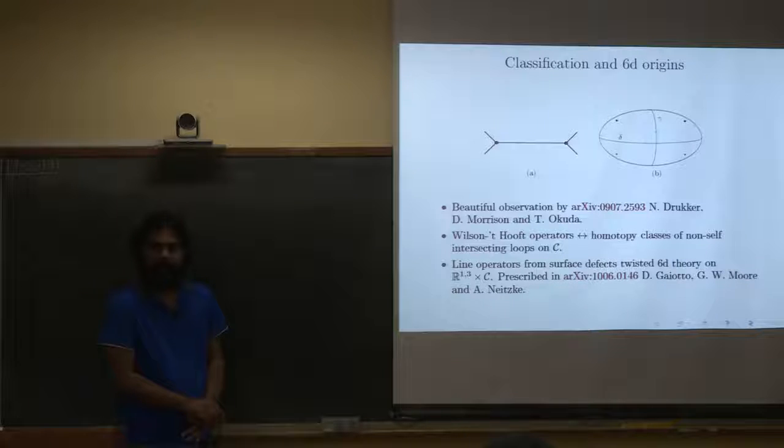But the surface will flow. The surface will take some shape in the radial direction. The line operator surface, so some M2 brane. It will go, as you go lower down, to some asymptotic form.